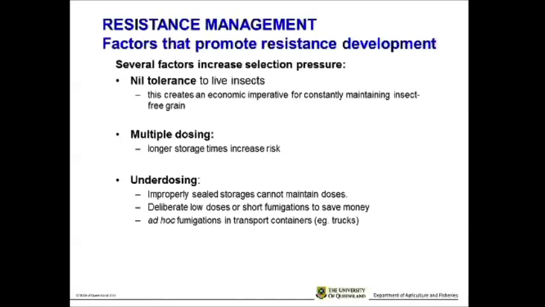And the longer you store grain, the more you have to dose it to maintain it as insect-free. And also underdosing. And underdosing can happen through several ways. Improperly sealed storages. Some of the storages age, so we have to maintain pressure tests as we try to maintain the dose rates. And sometimes there are deliberately low doses or ad hoc fumigations, which are definitely not recommended, and they're not part of the industry best practice, but sometimes it happens if somebody's under pressure to try and sell their grain and they just don't want a live insect being sampled out of it.